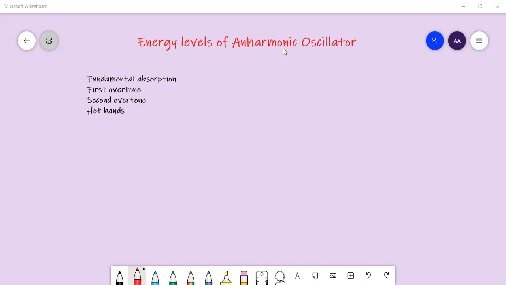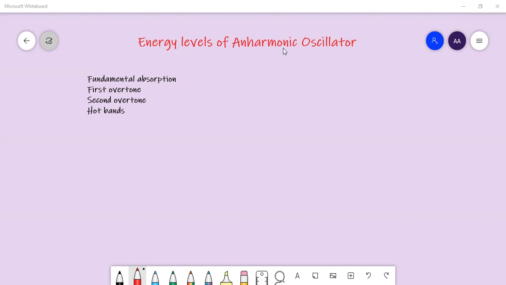In today's lecture, we will be discussing the energy levels of an anharmonic oscillator. In our previous lecture, we discussed the anharmonic oscillator and got an equation for its energy. From that equation we noted how anharmonic oscillators differ from harmonic oscillators, or we can say how real molecules obey anharmonicity, the Morse potential curve, instead of Hooke's law.